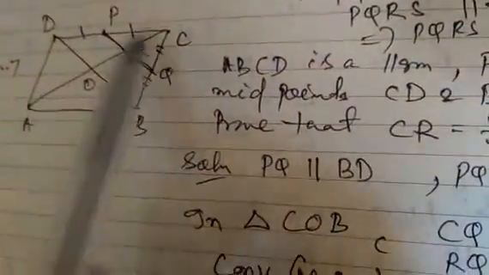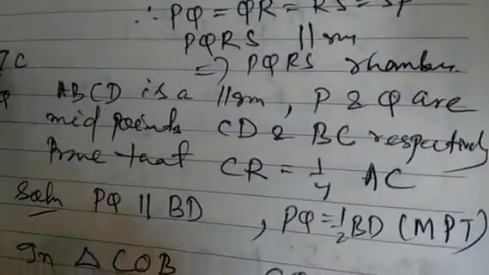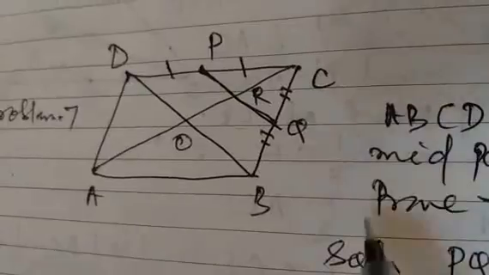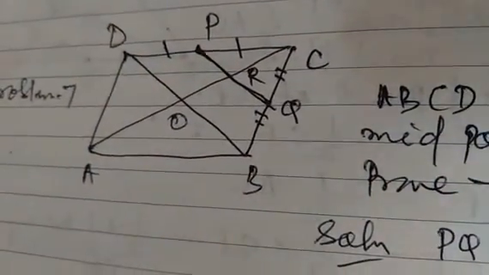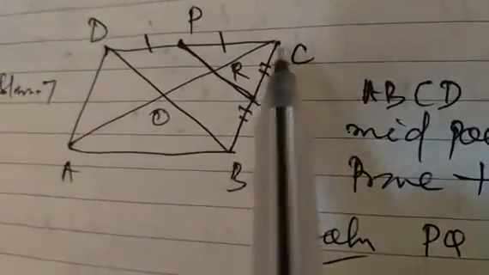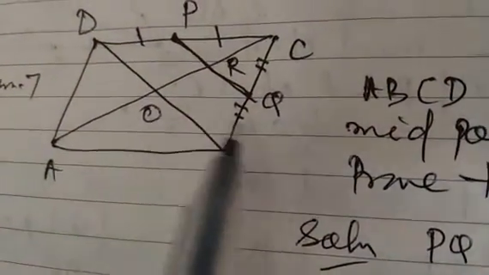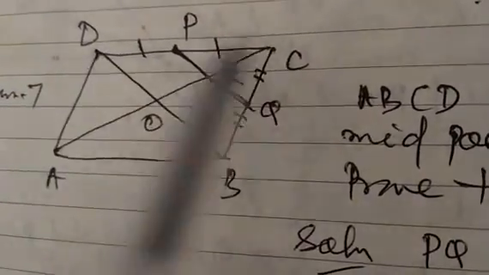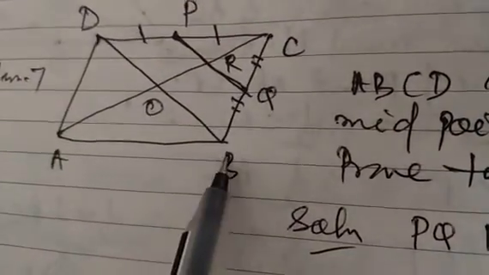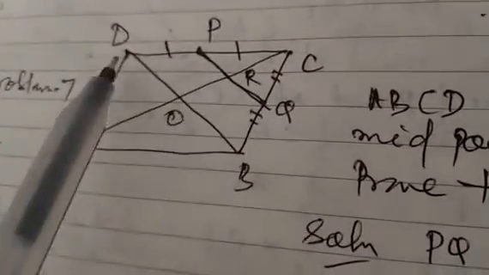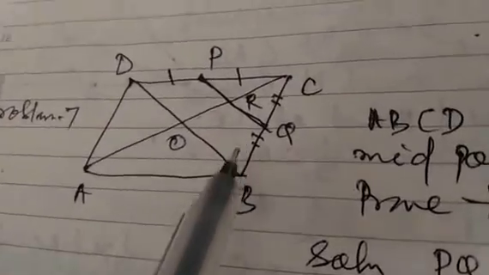Next, we have problem 7. ABCD is a given parallelogram. P, Q are the midpoints of sides DC and CB respectively. You have to prove that CR is 1/4 of AC. You can prove this the same way. P is the midpoint of CD, Q is the midpoint of CB. Therefore, PQ is parallel to DB and PQ is half of BD. So this is proved by the midpoint theorem.